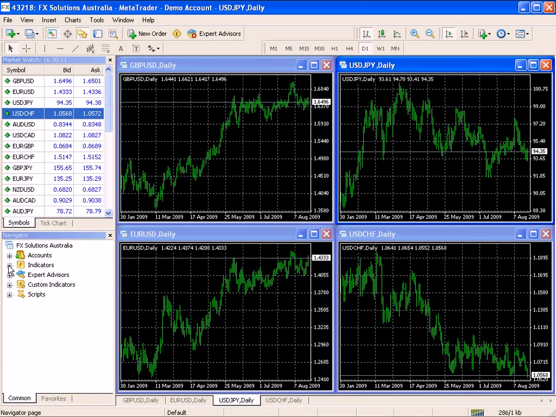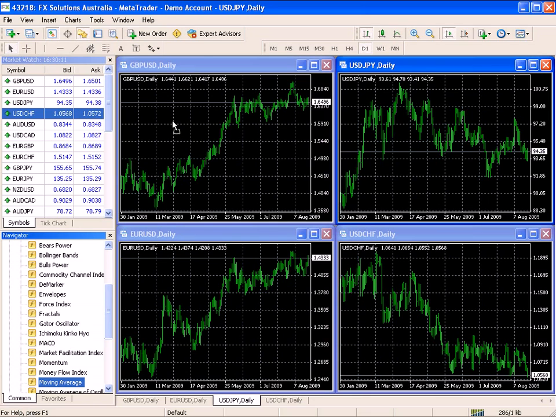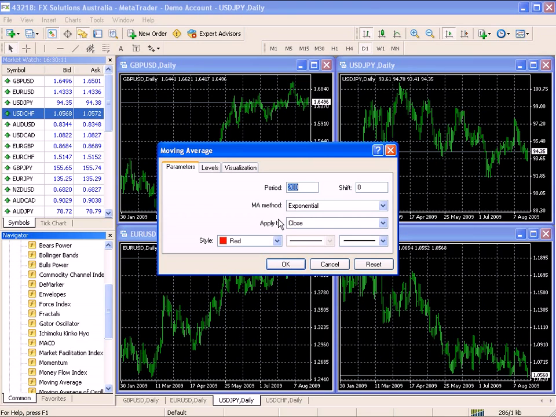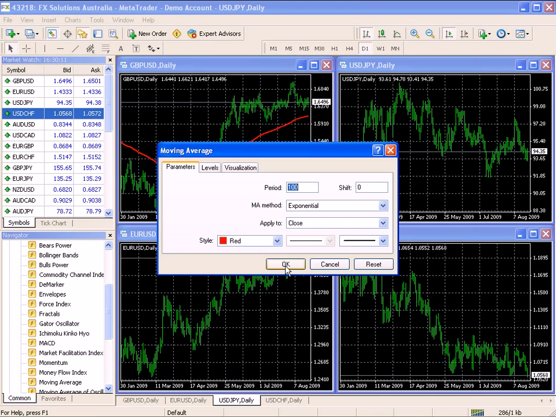Okay, let's go over here to indicators. And let's find moving average. There's moving average. Drag it to the chart. Okay, let's plot the 100 first. EMA method, exponential. Apply to close, and we're not going to shift it. And there we go. Now it should remember what we just did. Let's go to the next one. And it does. Okay.